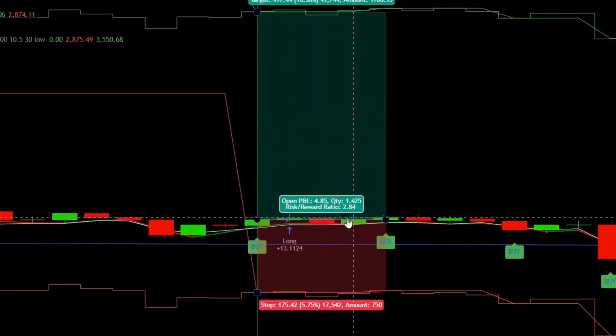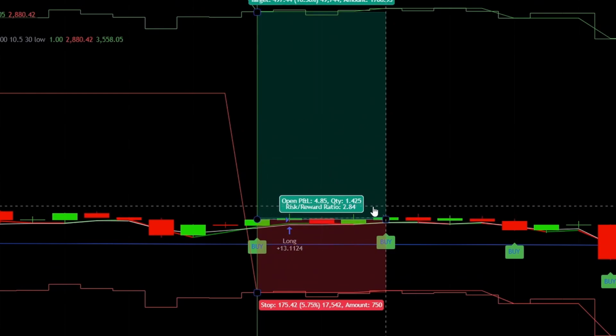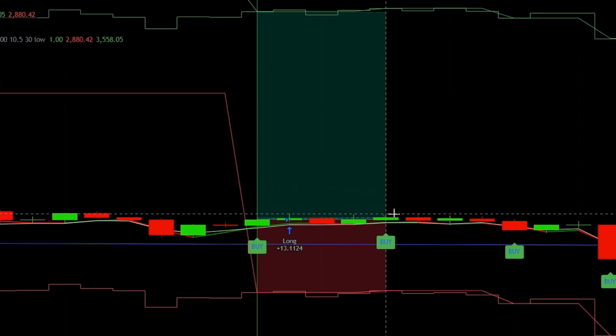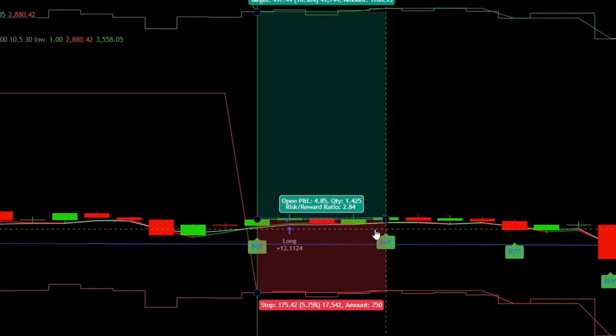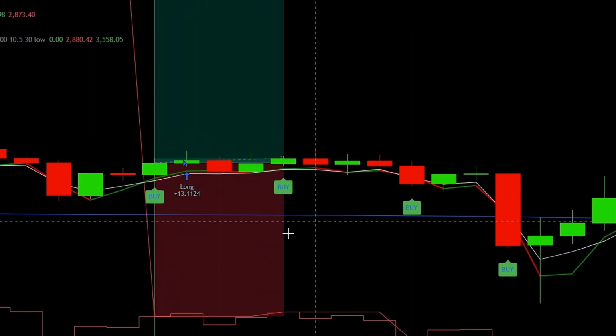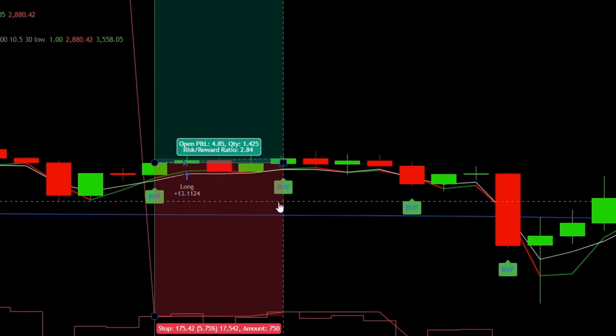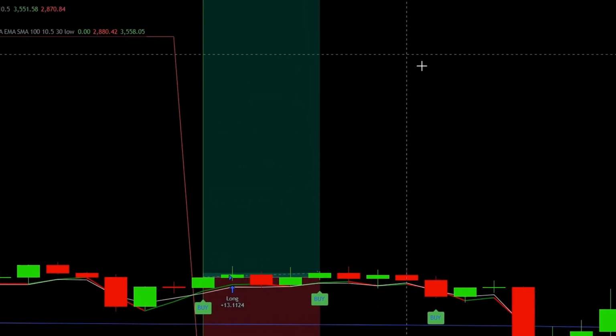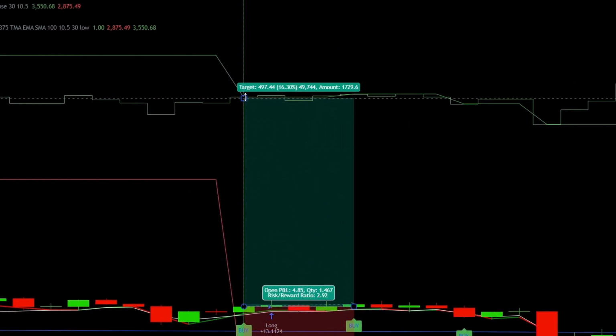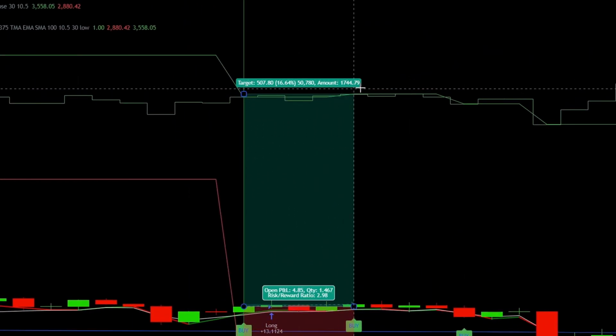Okay, this will be a 1 to 2.84 risk-reward ratio trade, but there's another crucial aspect that needs to be taken care of, and that is that whenever we get a new valid entry signal, like here or here, we will update the stop loss and take profit accordingly. So after this valid long entry signal, our stop loss would have moved right here. And a take profit right there.